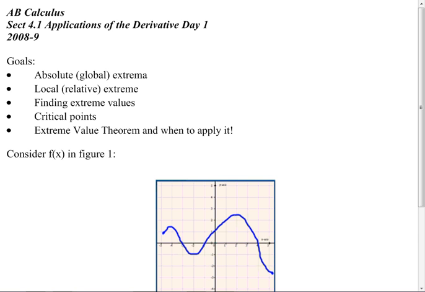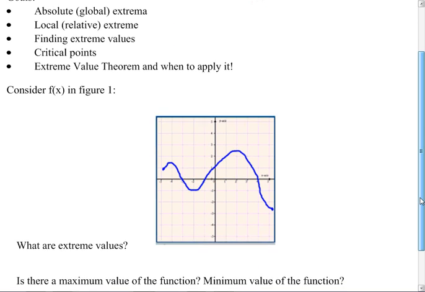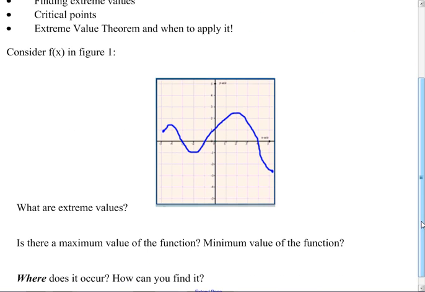The vocabulary is right up here: an absolute extreme. Extreme means maximum value or minimum value. So that's one of the words we have to know. Extreme value. A lot of vocabulary. Max or min. So when I'm looking at this, we'll just talk about these goals. What are extreme values? That's just the max or min.